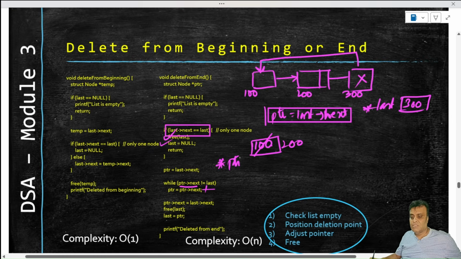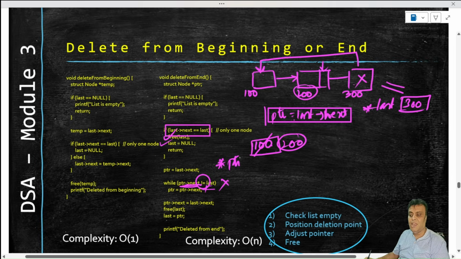Now at 200, check whether PTR next is equal to last or not. PTR is 200. PTR next is 300. But 300 matches with last. So PTR next is 300 for 200, so it is equal here, and it comes out. So what is PTR? PTR is 200. We are right now at 200 and we have reached that node which should be the new last node.